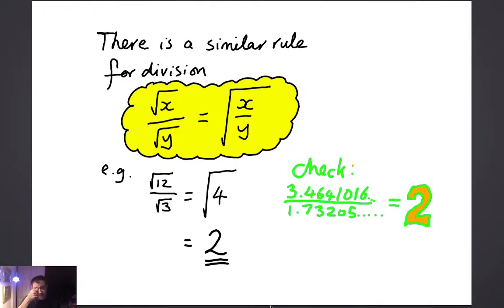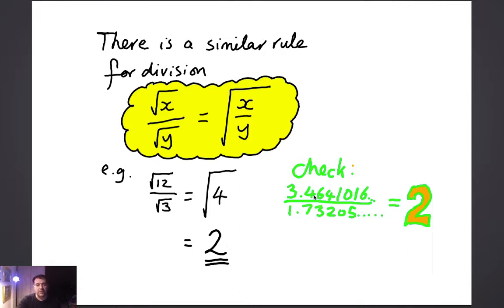And there's a similar rule for dividing. So the square root of x divided by the square root of y is the same as the square root of x over y. So for example, if you've got the square root of 12 divided by the square root of 3, that's the same as the square root of 12 divided by 3. 12 divided by 3 being exactly 4. So the square root of 12 divided by the square root of 3 is the square root of 4, and the square root of 4 is exactly 2, because 2 times 2 makes 4.